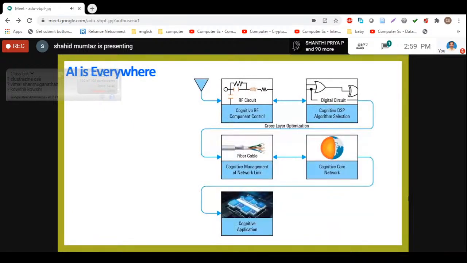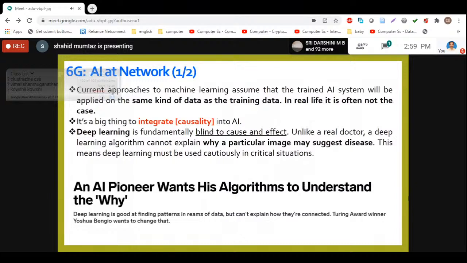So this is the same idea, but more detailed: you can do it at the RF level, digital level, fiber level, and in the cognitive network, so where you can implement your AI, and how you can achieve interoperability using cross-layer optimization as well. Now the pioneer of AI, Yoshua Bengio, said that deep learning is fundamentally blind to cause and effect. Unlike a real doctor, a deep learning algorithm cannot explain why a particular image may suggest disease. This means deep learning must be used for causality in critical situations.